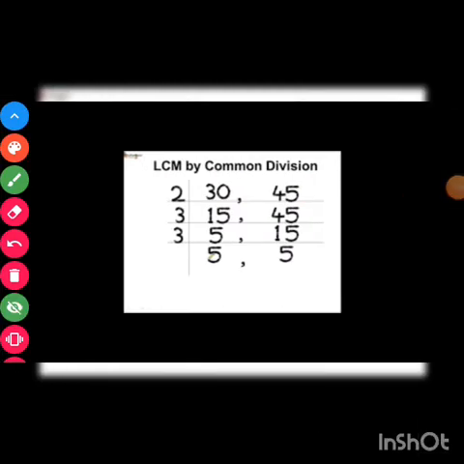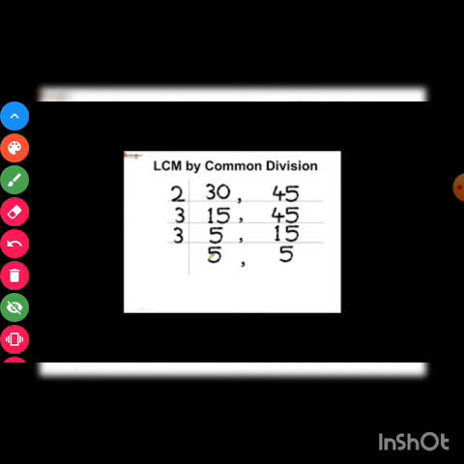LCM by common division method. In this method, we try to divide both the numbers with a single factor. So with the help of an example, let us do it. We have two numbers 30 and 45, and now let us divide them. Since 30 is an even number, it is divisible by 2. So let us begin with 2.